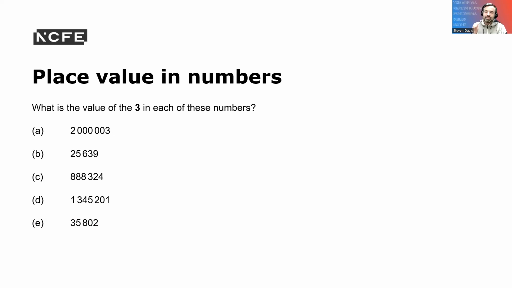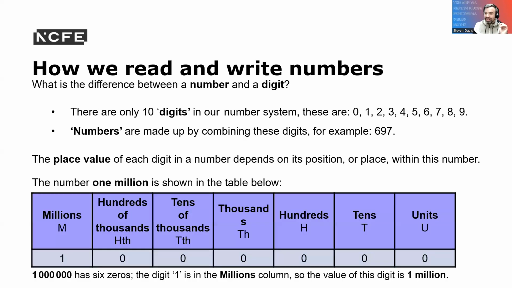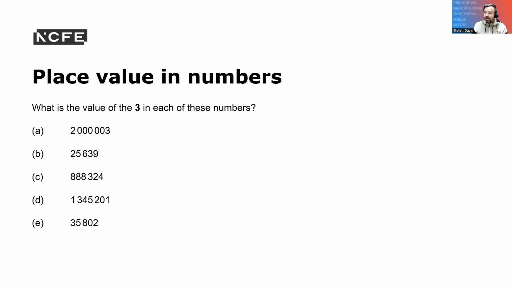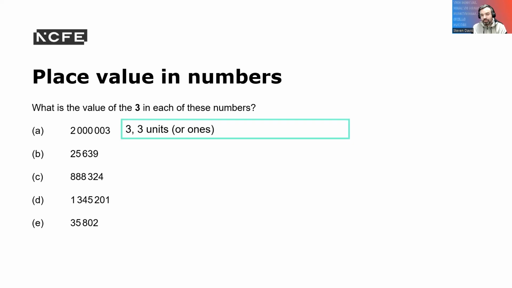So let's have a look at these and see how we get on. Place value in the numbers. So in A, what is the value of 3 in each of these numbers? Now, remember, what you might need to do is write this table down on a piece of paper. So when you're doing your exam, you can write this down: 6 digits, M, thousands, tens of thousands, hundreds, tens, and units. So hopefully by doing that, we've just had a little sneaky look, haven't we? The 3 was units, wasn't it? So that's 3 in units.